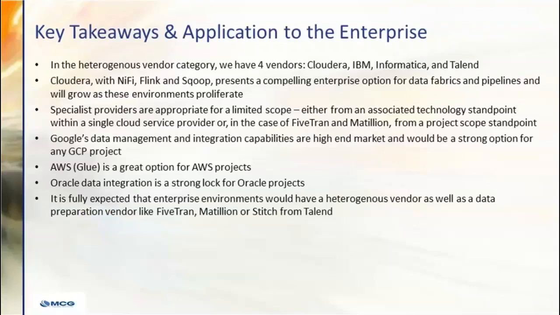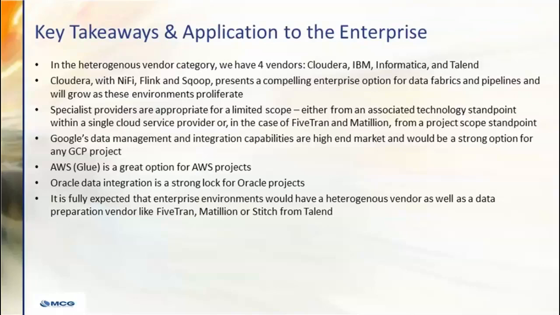In the heterogeneous vendor category, we have four vendors: Cloudera, IBM, Informatica, and Talend. So completely heterogeneous, all clouds. In other words, it's great in all clouds. And move on to the next bullet. Cloudera, with NiFi and Sqoop, presents a compelling enterprise option for data fabrics and pipelines that will grow as these environments proliferate. Specialist providers are appropriate for a limited scope.